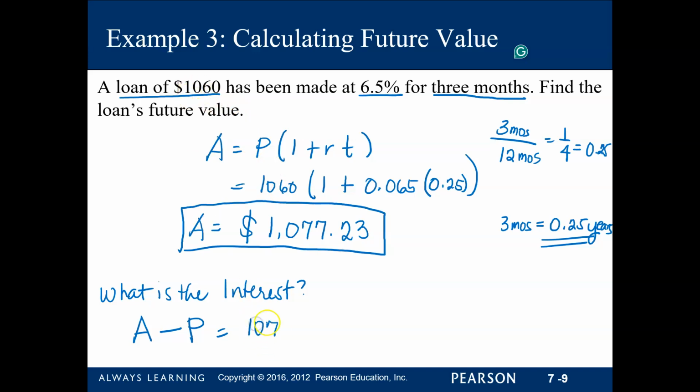So all you have to do is subtract, get the difference of the future value and what you originally borrowed. So it's going to be 1077.23 minus 1060. So that is going to be what? $17.23. Did we get it right? Yes. So this person paid $17.23 for interest. Okay. So now, not at all times we're going to be asked for the future value or for the interest. Sometimes it could be the rate, sometimes it could be the number of years, or it could be the principal.